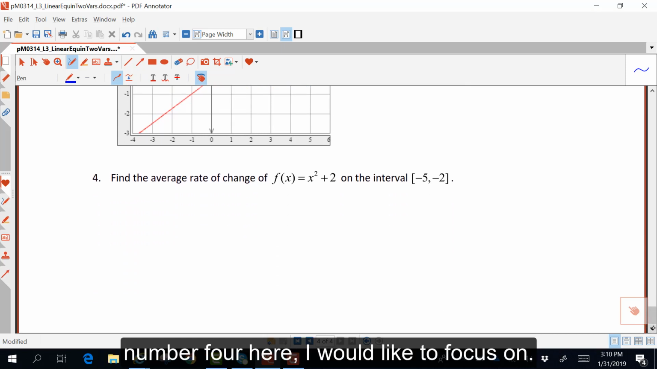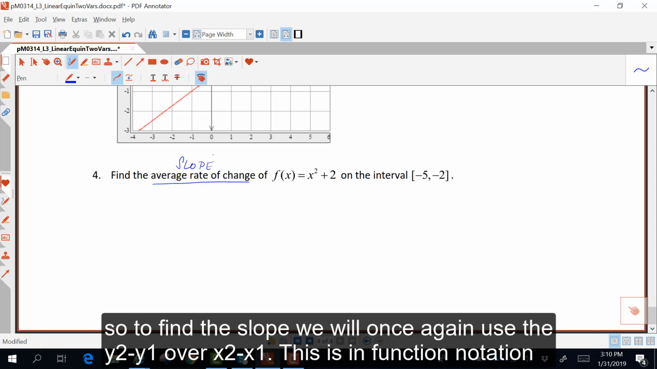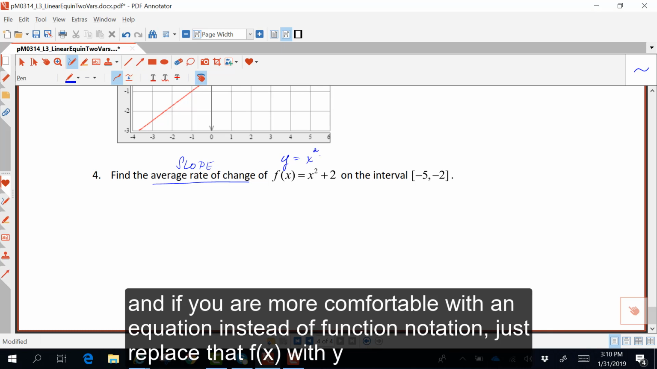Number 4 here I'd like to focus on. They ask for the average rate of change. Well, the average rate of change is pretty simply the slope. So, to find the slope, we're going to use a special method here. Again, the y2 minus y1 over x2 minus x1. This is in function notation, and if you're more comfortable with equation instead of function notation, just replace that f of x with y.